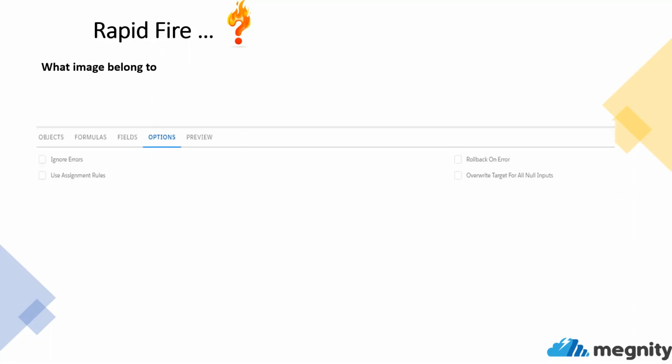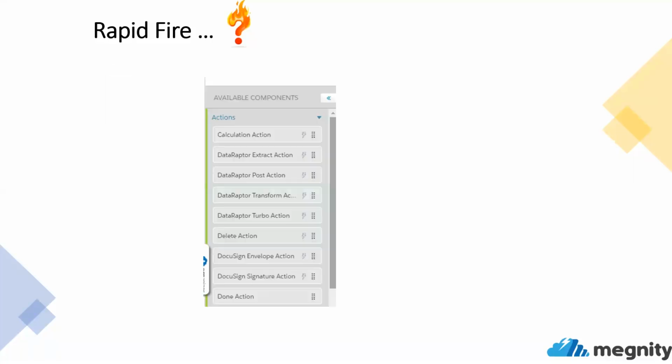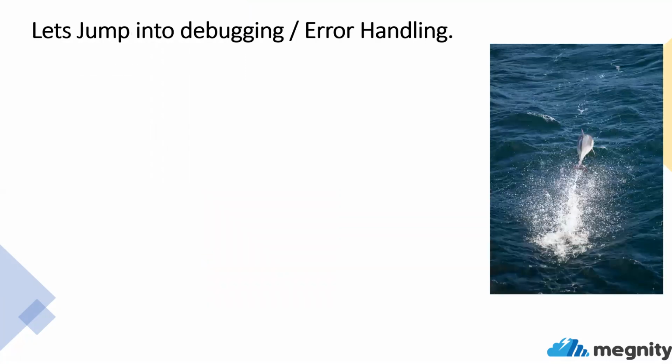What does this image belong to? Data wrapper. Data after post or data after load? No, it's the extract structure. Don't get confused. All data raptors have this option. So this is OmniScript.